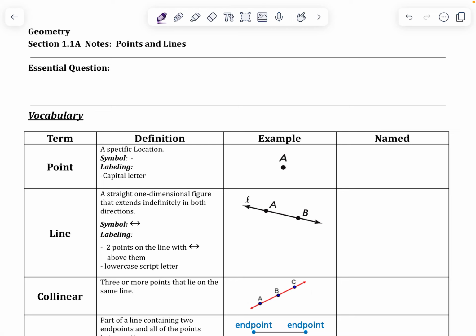Today we are going to start Unit 1, Section 1.1, and it's going to be kind of a lot of vocabulary to start. So let's just go through a couple of these. First, we have a point that refers to a specific location. And we're going to label it with the symbol, the period, the dot, and then you're going to label it with a capital letter. So if you write it, it's going to be named point A, and that's going to look like this.